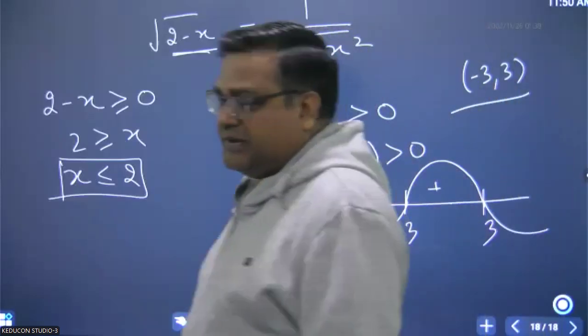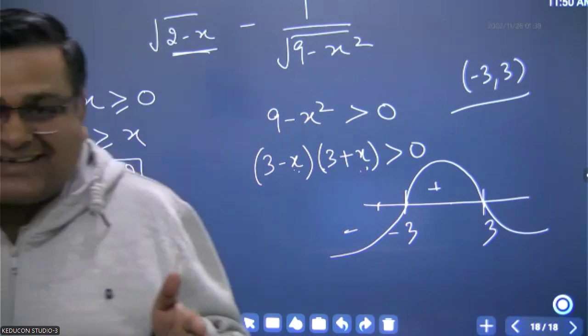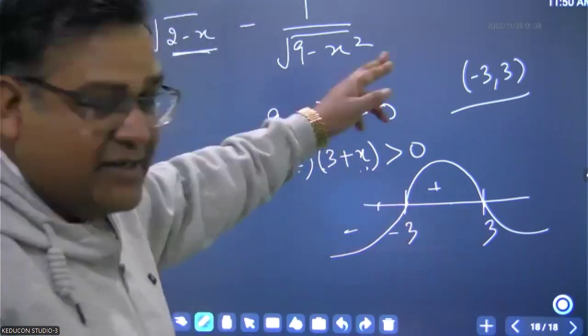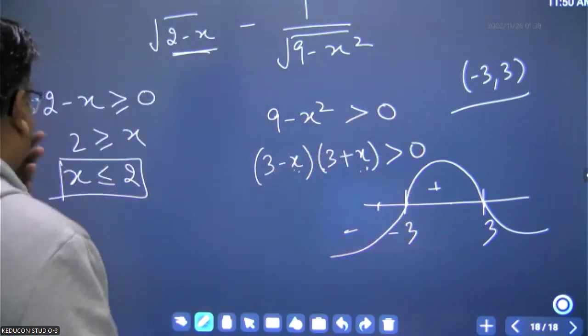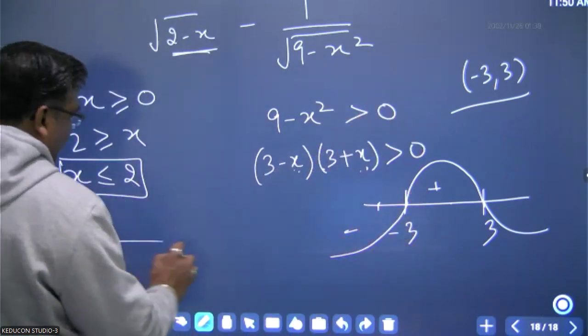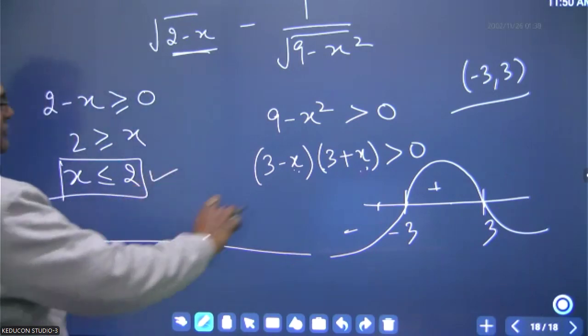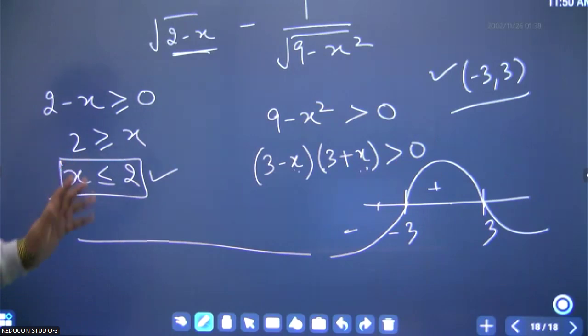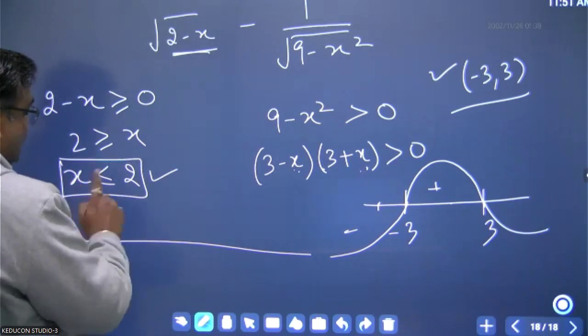I have put the open interval. Why I have taken open interval? Because it is greater than 0. Equal sign is not there. So therefore it has to be -3 to 3. Right? Now you have to find the intersection of these two results. Intersection of these two results. X is greater than -3, x is less than equal to 2.